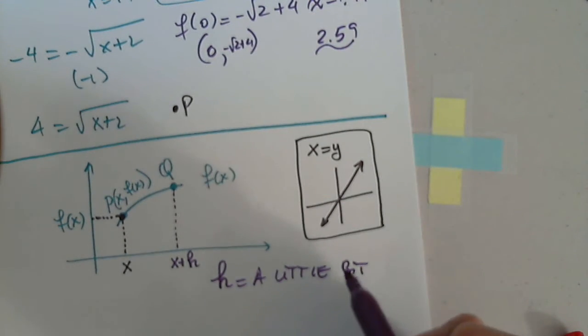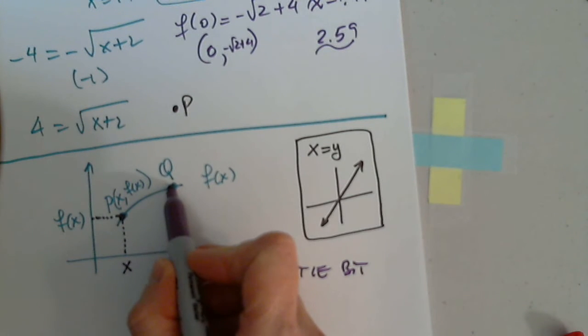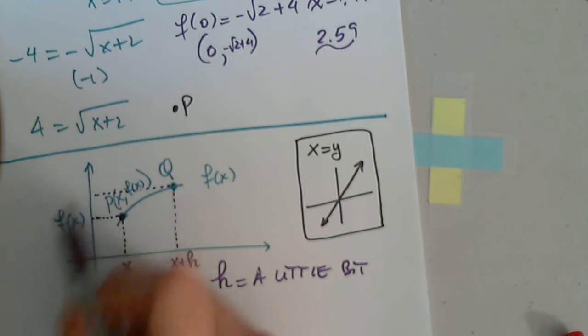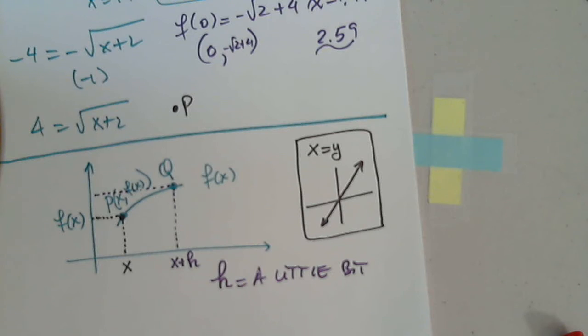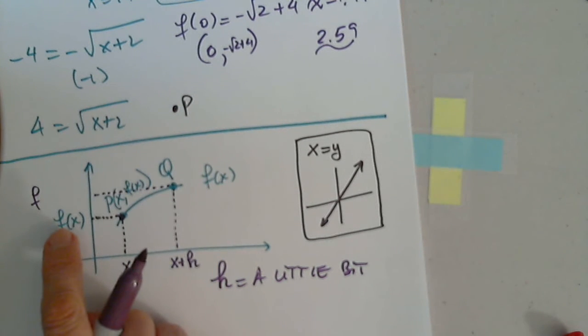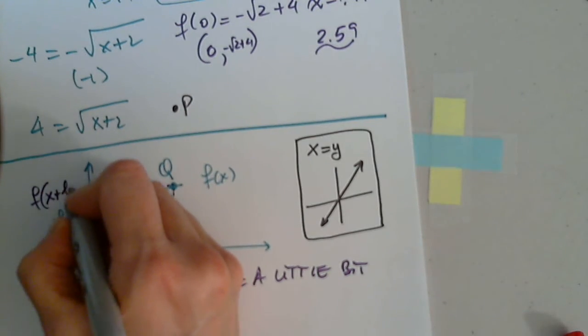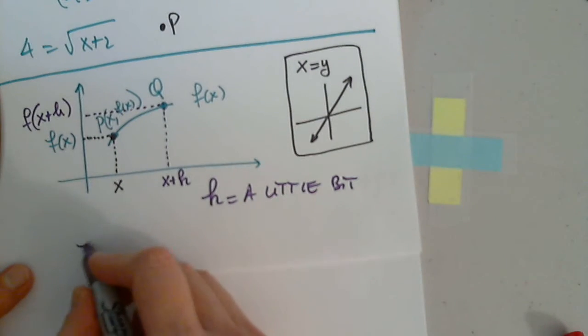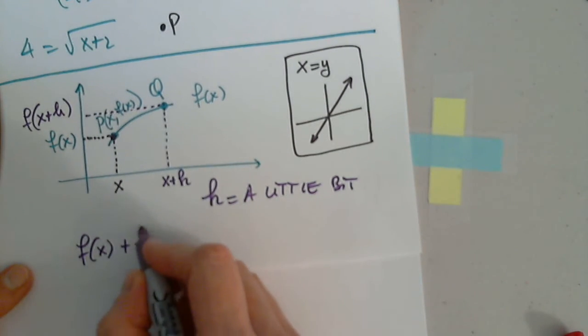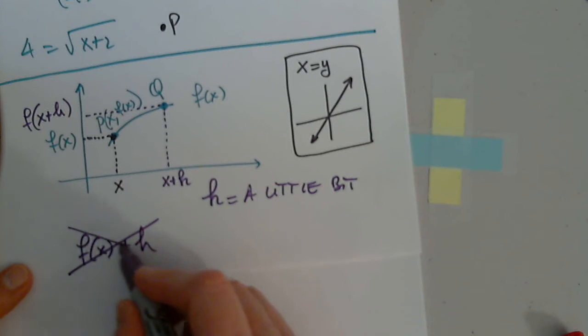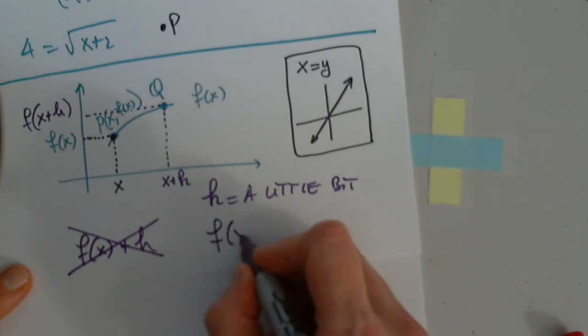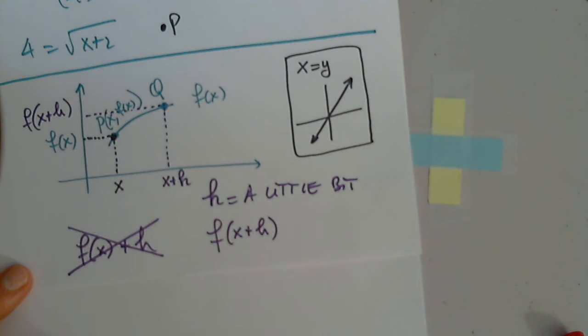Okay, so now can anyone give us the y coordinate of Q? F of x plus h. Thank you. Say it again. F of x plus h. Yes, in parentheses. Notice you said it perfectly: not f of x plus h as a product, that would be terrible. You said correctly f of (x plus h).